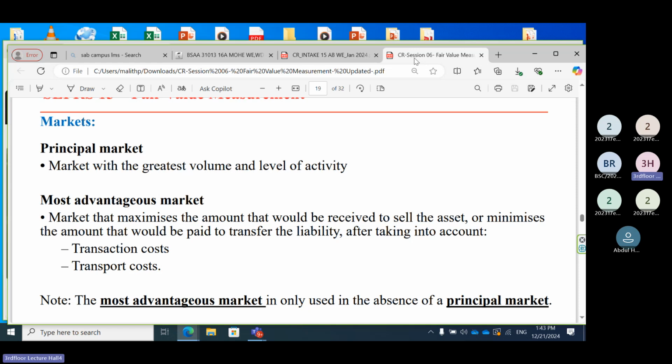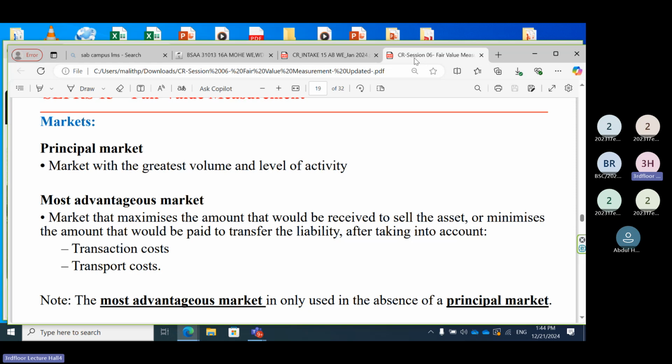To decide that price, we have two markets. The first one is the principal market. The second one is the most advantageous market. Principal market and the most advantageous market. That's very important. For this asset, this is the principal market, and this is the most advantageous market. Accordingly, we have to get the price and then decide your fair value.